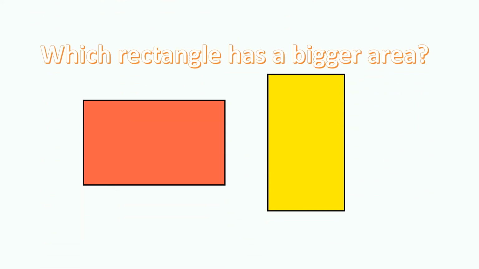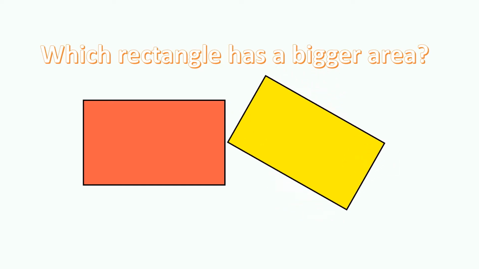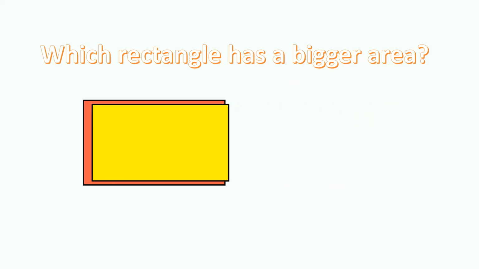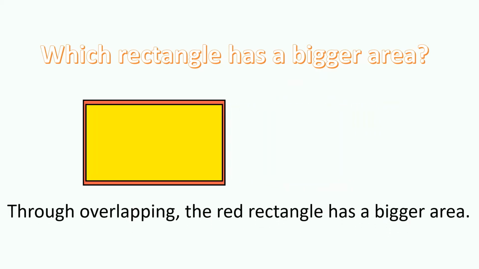Which rectangle has a bigger area? The red one or the yellow one? Through overlapping the two rectangles, we see that the red rectangle can cover the yellow rectangle completely. The red rectangle has a bigger area.